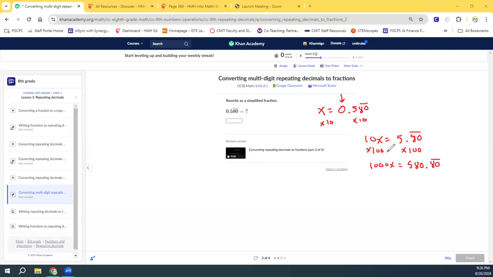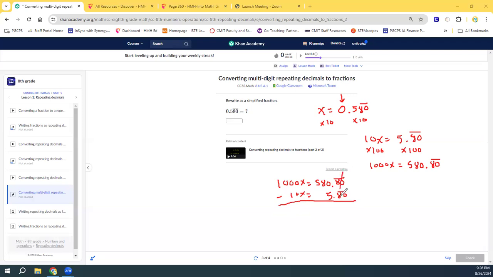Okay, so now I have my two equations that I'm going to subtract. 1,000x minus 10x, 80 repeating. Nice. And the more you do these, the easier they'll get. But I can understand if, with just the second example, you could be a little confused. It's okay.